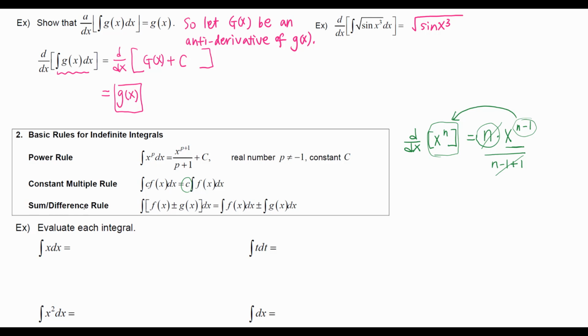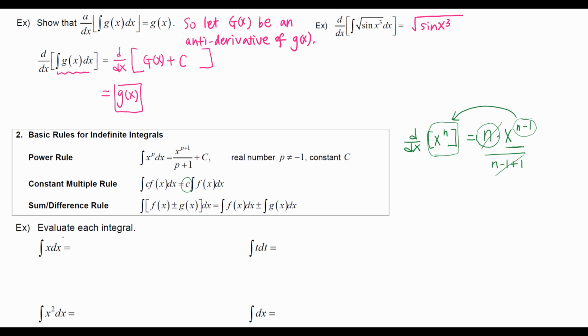Lastly, the sum/difference rule. The integral of f of x plus or minus g of x dx equals, if you are taking the integral of sums or differences of functions, you can just take the integral of each function. And this was the same as the rules for derivatives.